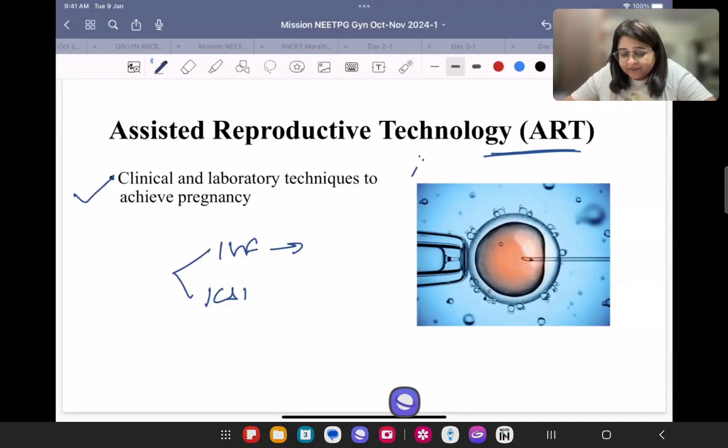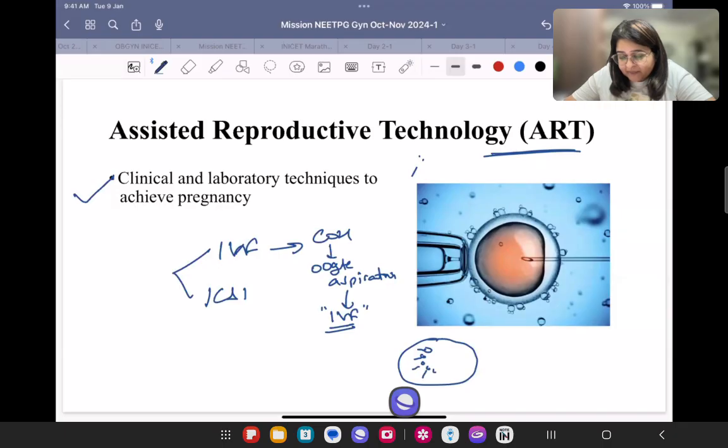Okay. Now, in IVF, what do we do? We give controlled ovarian hyperstimulation. Then once the oocytes are nice and big, we do what is called an oocyte aspiration, after giving the trigger. Once the oocytes are aspirated, the embryologist will do the main part, IVF, that is in vitro fertilization. They take a petri dish, and they add the sperm, millions of sperms. That means one ejaculate will have millions of sperms. So they add the sperms with one oocyte and wait for spontaneous fertilization to happen.